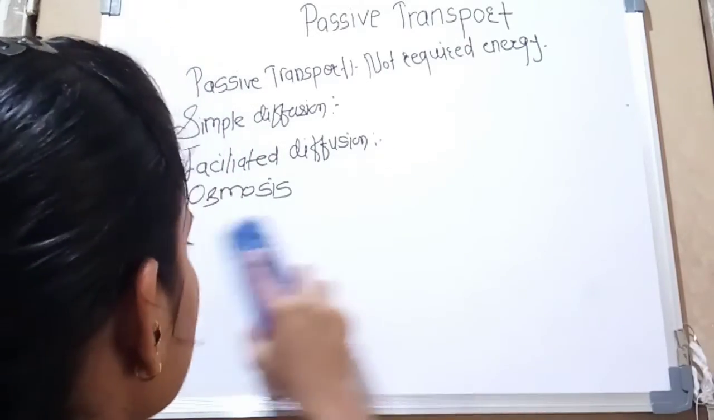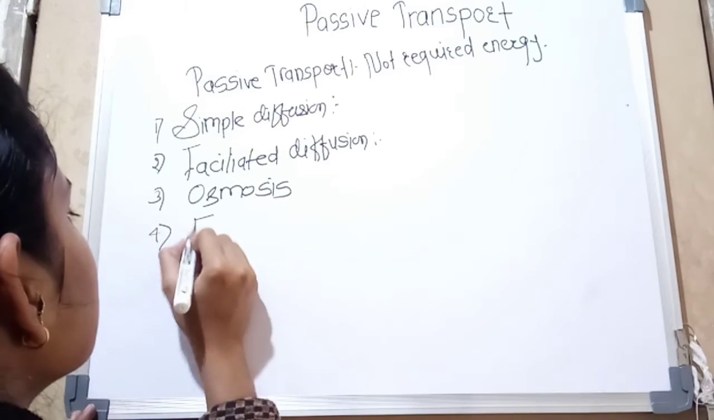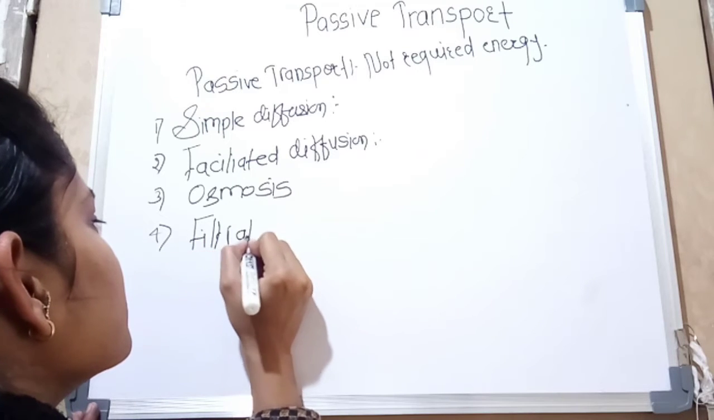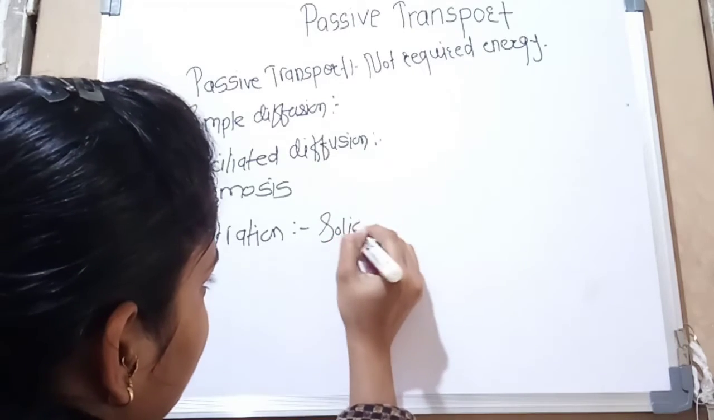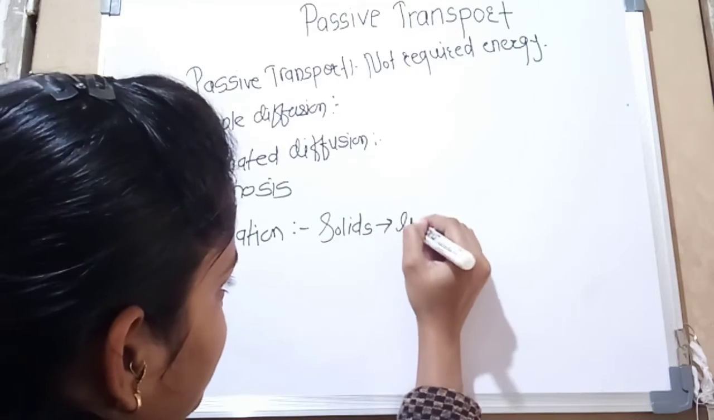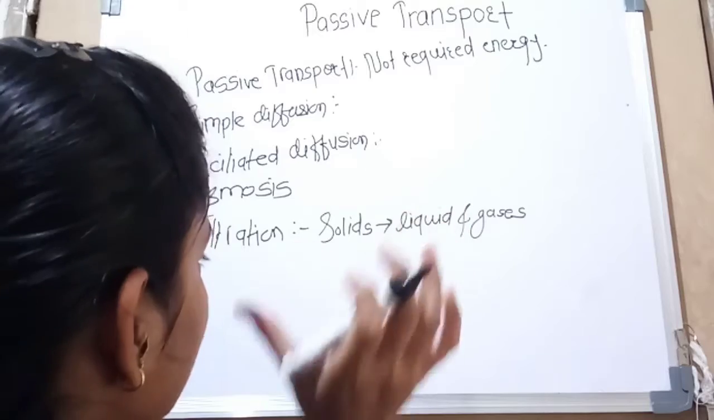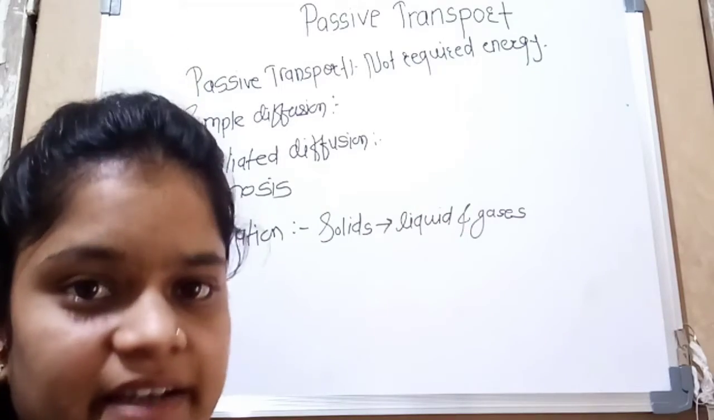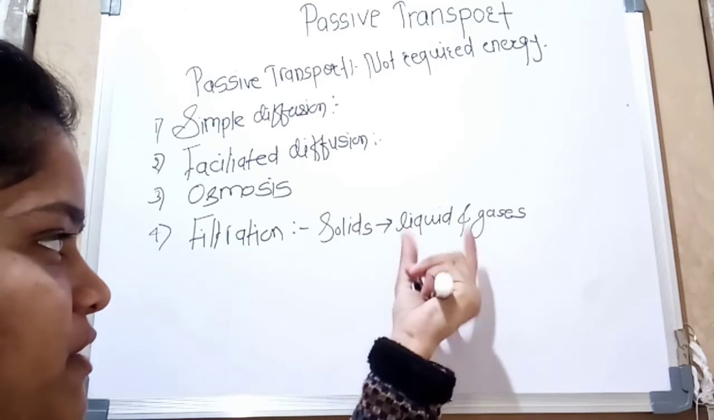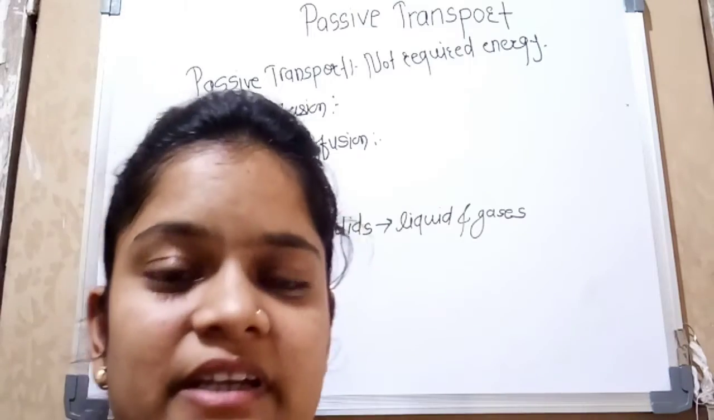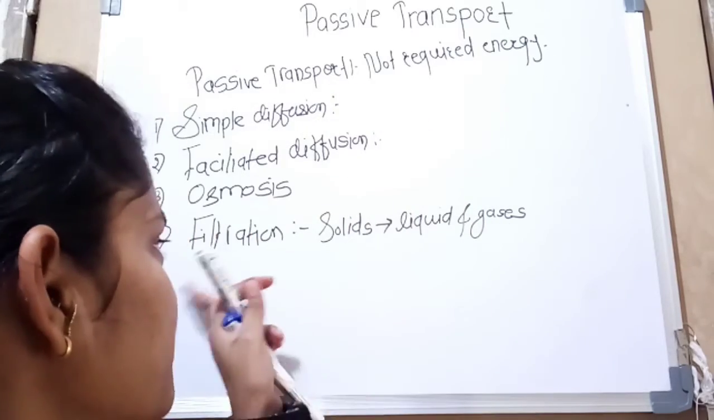The last type is filtration. In filtration, the solid particles are absorbed from liquids and gases, and for filtration there is no energy required. For example, a cell which selectively absorbs ions is one example of filtration.